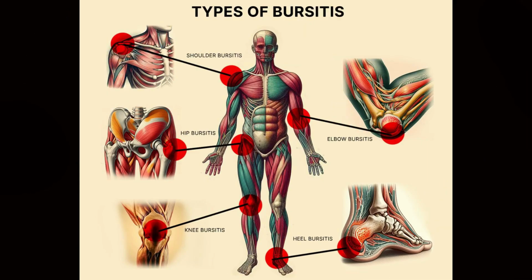Bursitis is a condition characterized by inflammation of the bursae, small sacs filled with fluid that cushion and lubricate areas where tendons, ligaments, muscles, or bones rub against each other. It can occur in various parts of the body, but it most commonly affects the following areas.